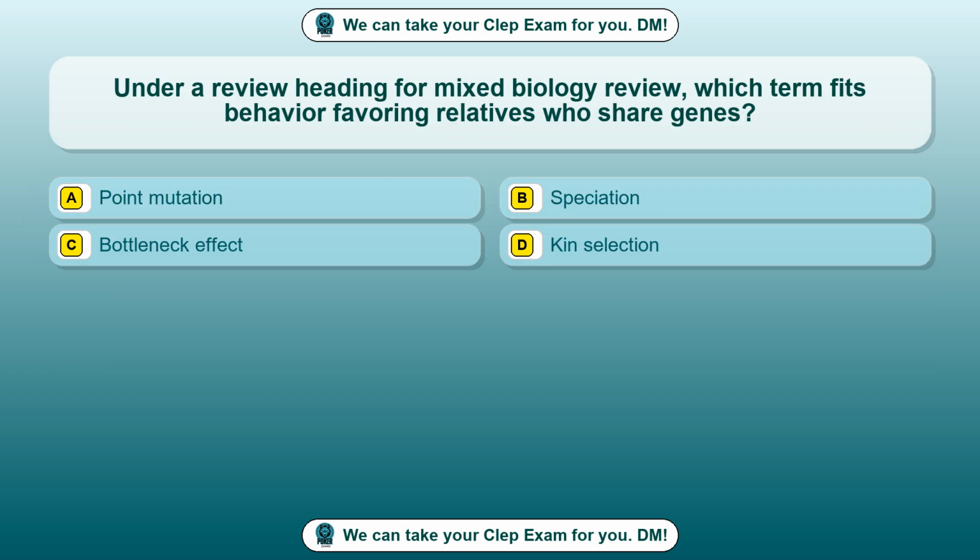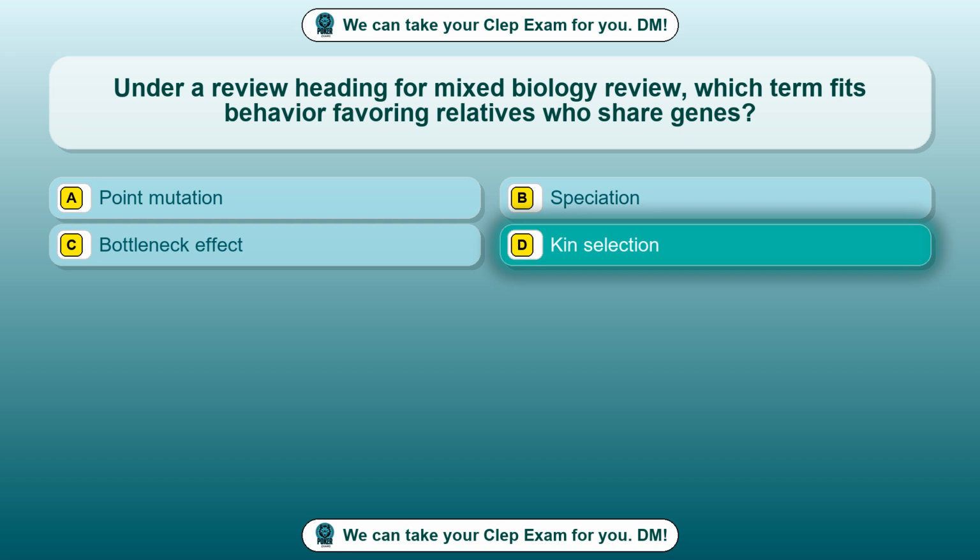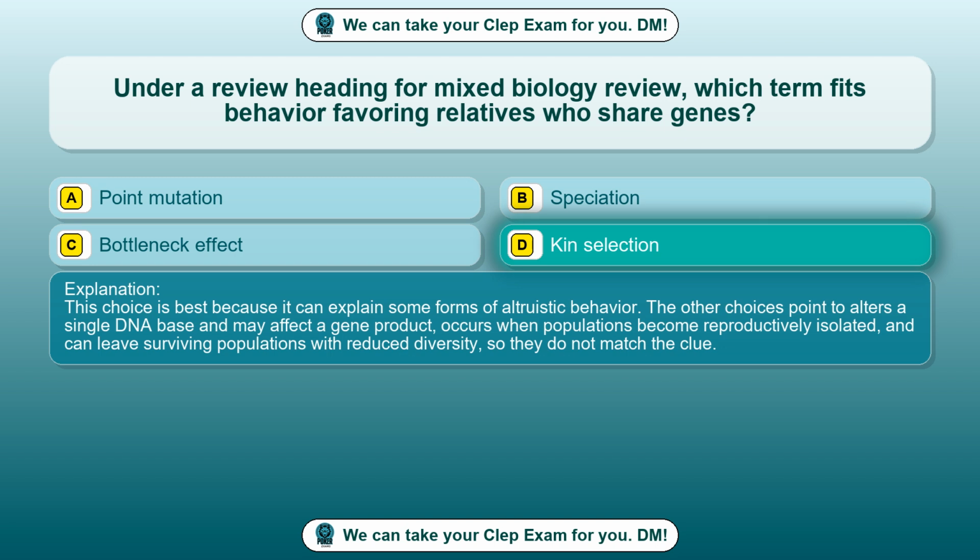Question 70. Under a review heading for mixed biology review, which term fits behavior favoring relatives who share genes? Option A, point mutation. Option B, speciation. Option C, bottleneck effect. Option D, kin selection. The correct answer is option D, kin selection. This choice is best because it can explain some forms of altruistic behavior.